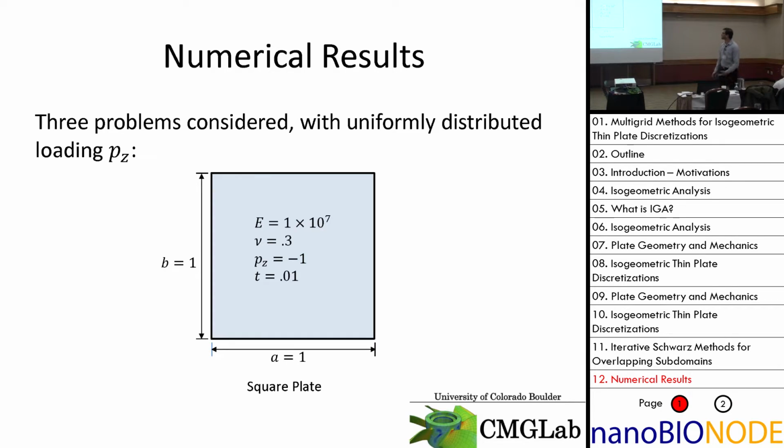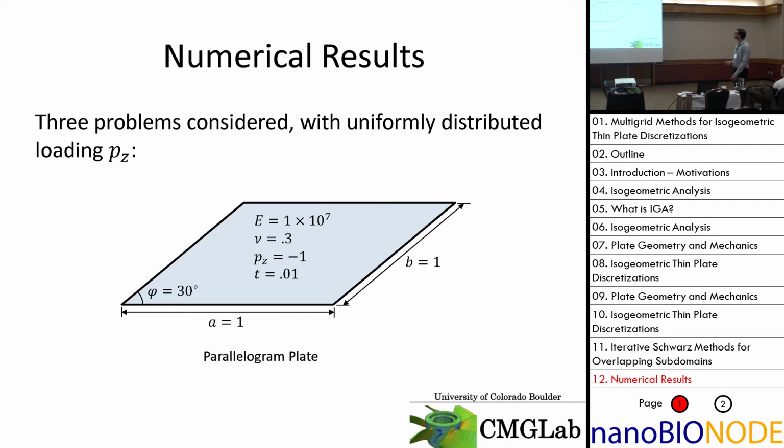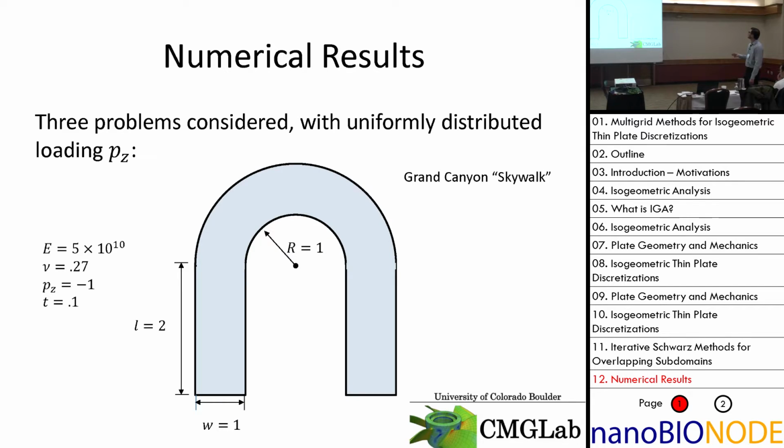So here are some numerical results. We consider 3 problems here. The first is just going to be a uniformly loaded square plate. The second will be this parallelogram plate. And the third is kind of interesting. It's the Grand Canyon skywalk. If you've ever been to the Grand Canyon, I have a good picture of it later. It's basically a glass plate that you walk out on, and you're looking straight down into the Grand Canyon. Better hope that thing's not going to break.